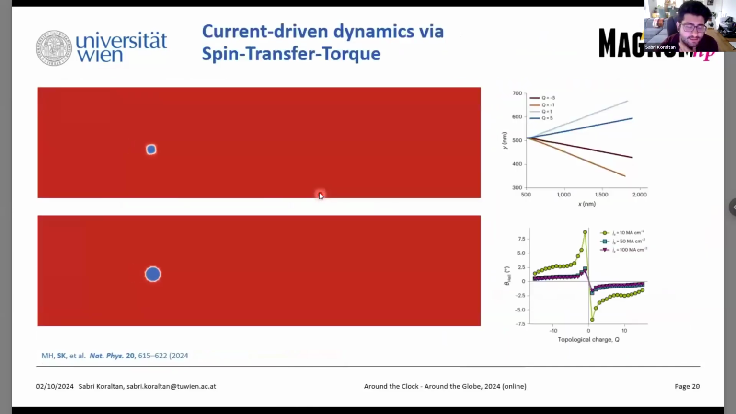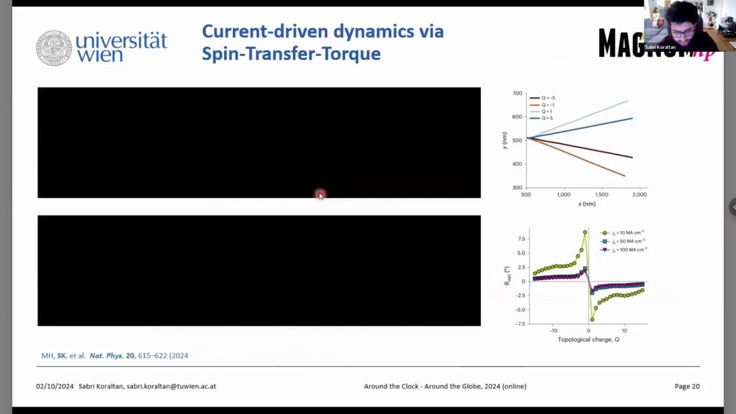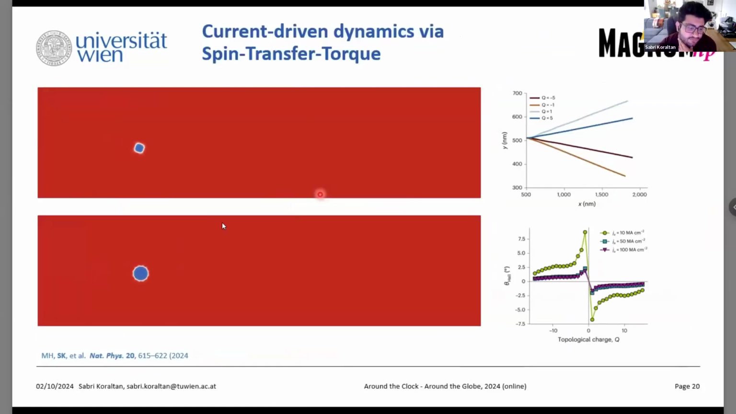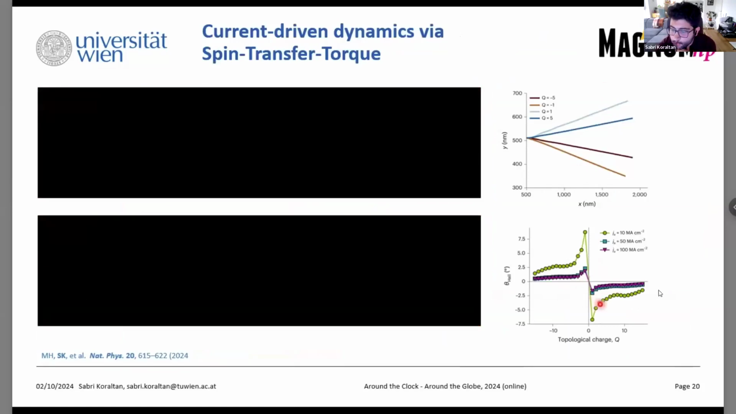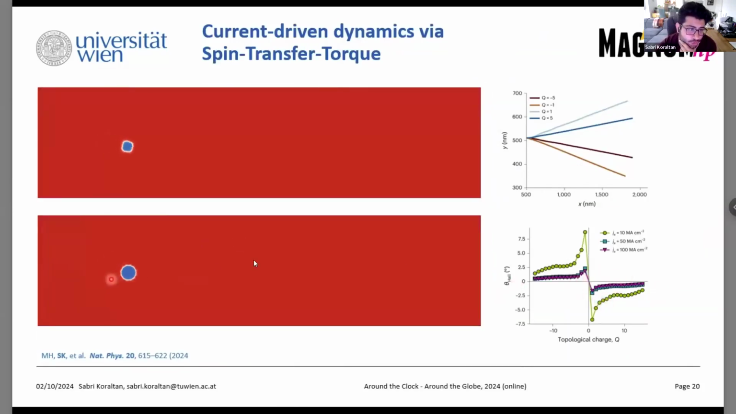The nice part is that they can be moved by spin transfer torque. And if we increase the topological charge, then they move without the Skyrmion Hall effect.